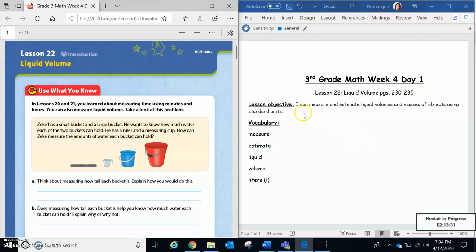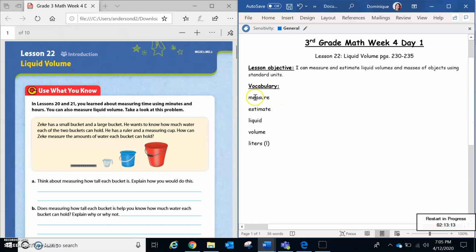Our objective for today says that I can measure and estimate liquid volumes and masses of objects using standard units. So we're going to go into that. We're going to talk about measuring and estimating how much liquid we have in something. Our vocabulary that we are going to be looking at or using today is measure, estimate, liquid, volume, and liters. And sometimes you just see it represented with an L. So let's take a look over here.